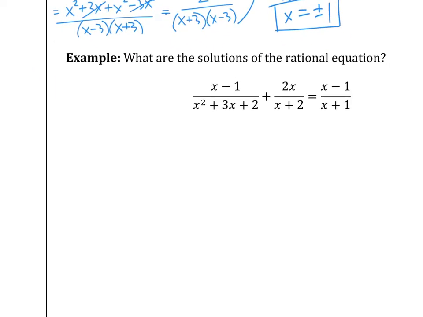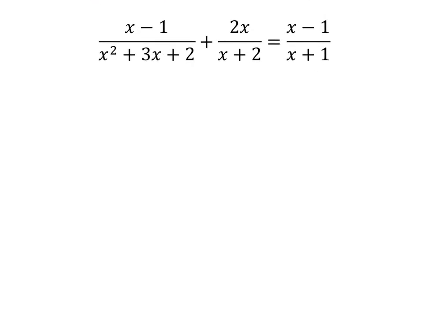Okay, we're going to do method 1. So we're going to multiply everything by the LCD all the time. Okay, let's look at this question. First, factor. That way we can see what is the least common denominator.